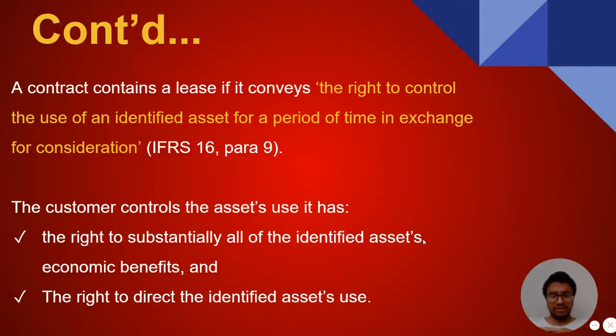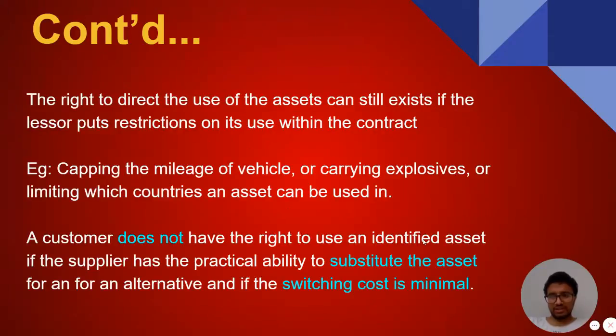So when does the customer have control of the asset? The customer generally has control of the asset if it can prevent others from getting substantial benefit out of it, or if it can direct the identified asset's use. It could be in any form, but it can still direct the use of it. That is very crucial. So these are the things that we need to consider.